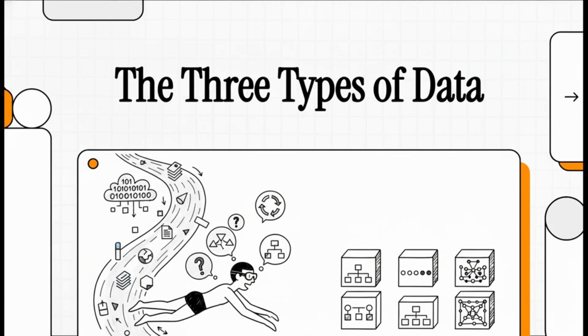Okay, so we're all swimming in this massive ocean of digital information, right? But have you ever stopped to think about how it's all organized? I mean, how does it all work? Well, today we're going to pull back the curtain and break down the three fundamental ways data is structured. This is basically the architecture of your entire digital life.